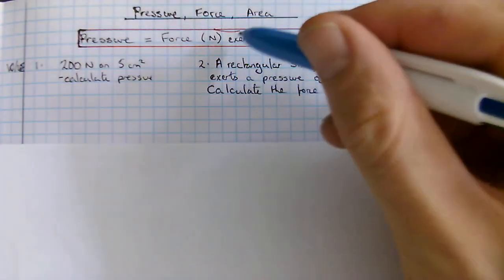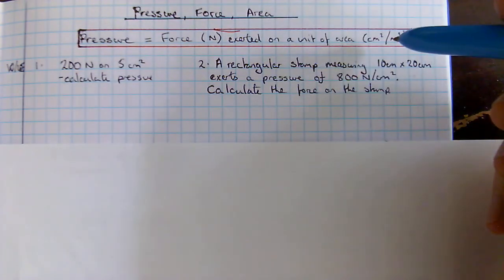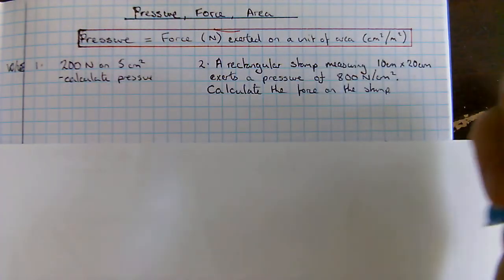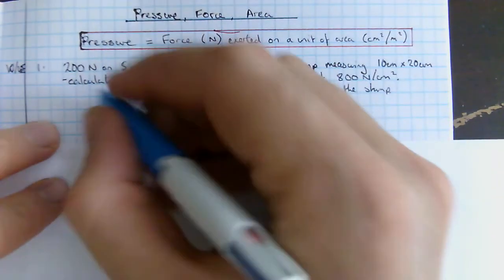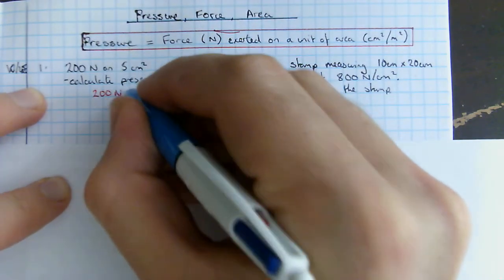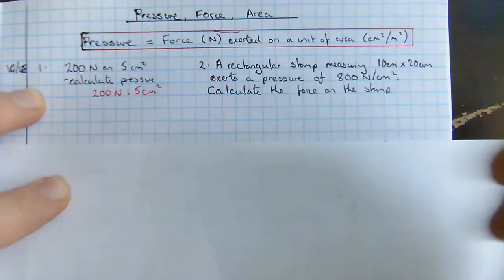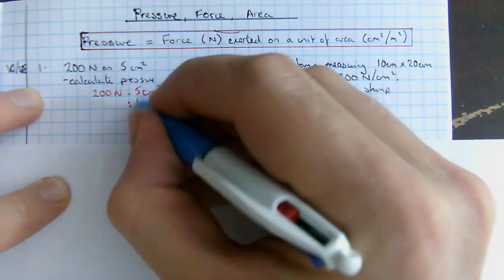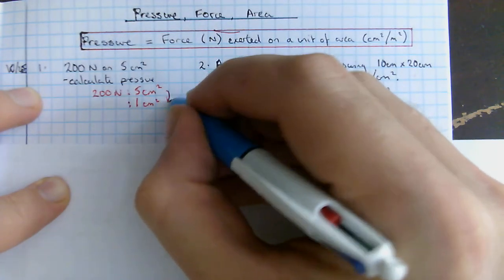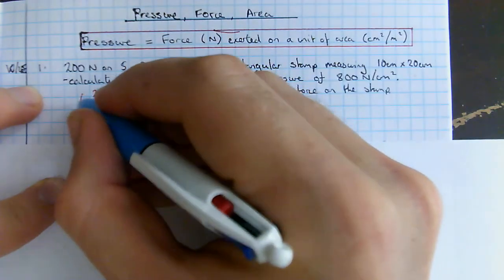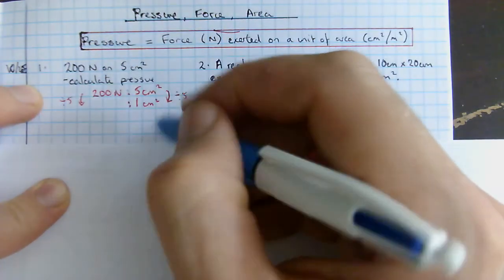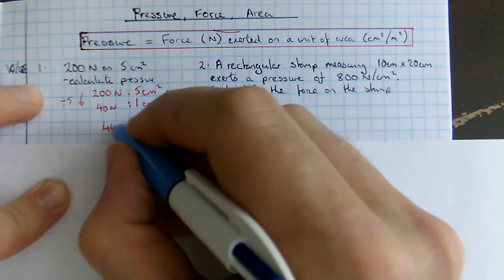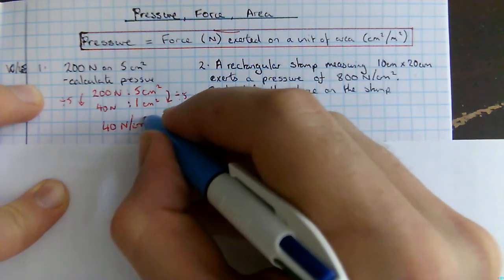So the force is always in newtons, and it's exerted on a unit of area measured in either centimetres squared or metres squared. So here we're told that 200 newtons is exerted on 5 centimetres squared. I want to know the pressure, and that's going to be in newtons per square centimetre, so I want to know for 1 centimetre squared. And it should be fairly clear there that I just divide by 5, in which case I need to do the same over here. 200 divided by 5 gives me a pressure of 40 newtons per centimetre squared.